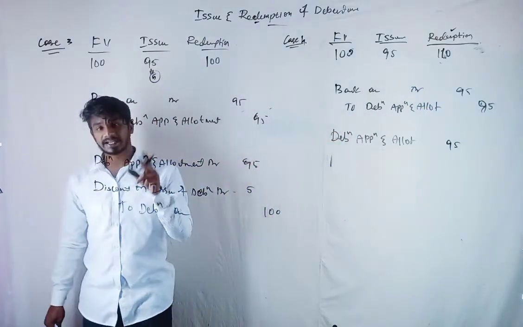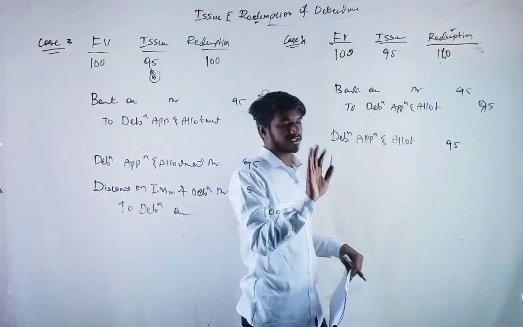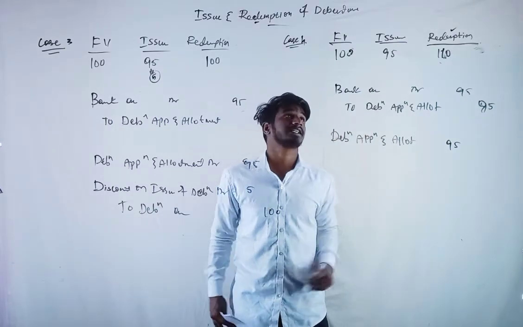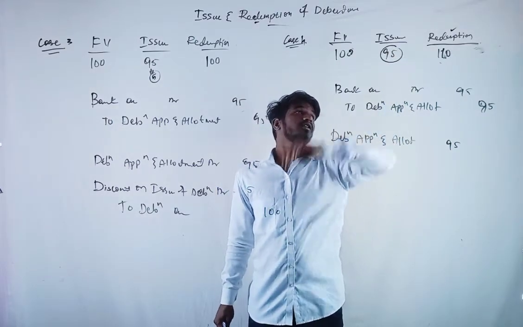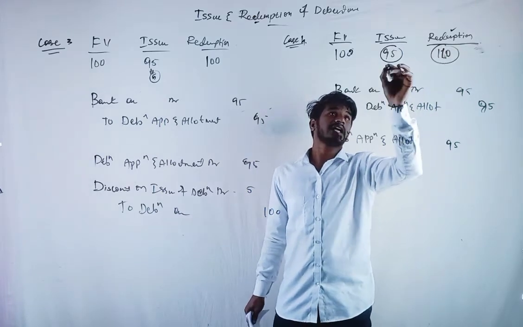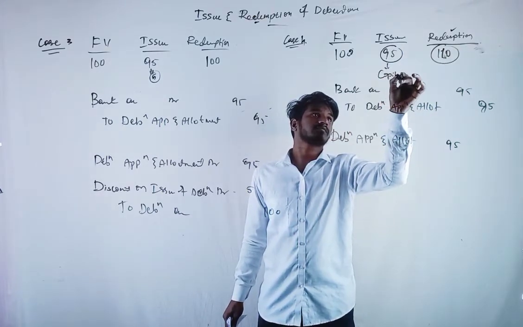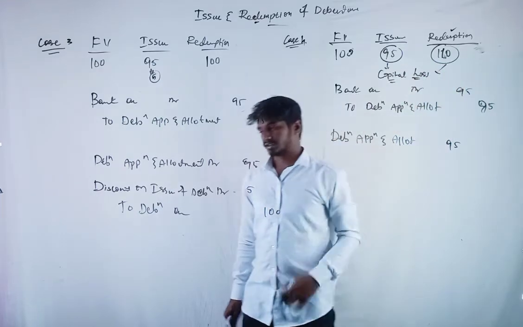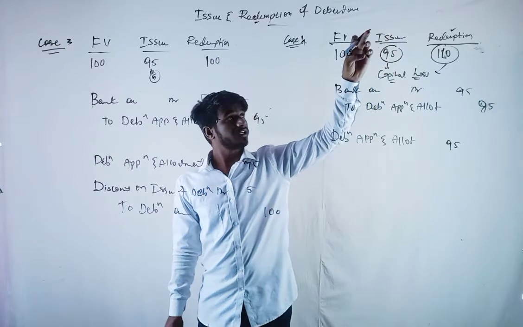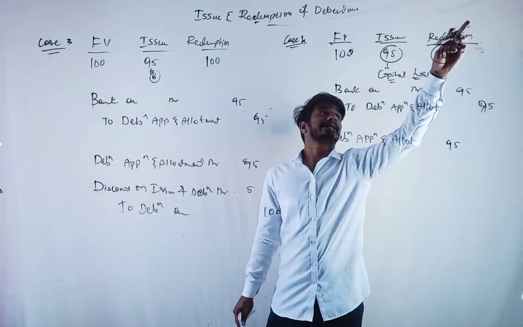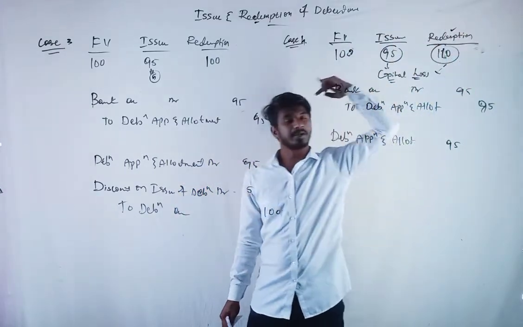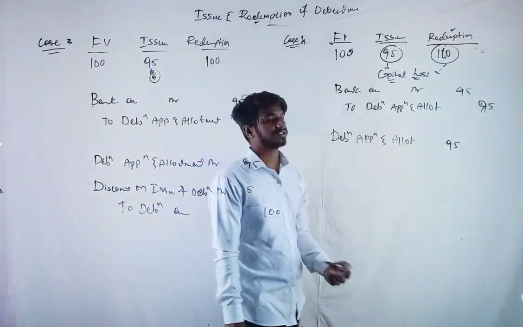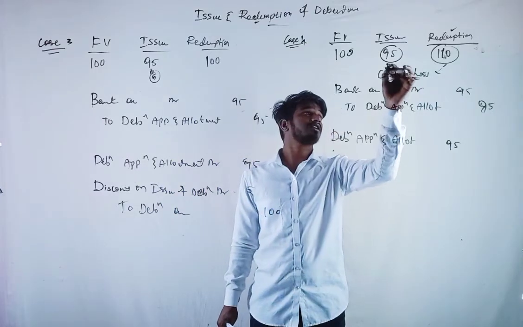In the second case we discussed that these two entries will get merged in this case. Why? We have two capital losses, and we have issued at a discount and redeemed at premium. In this case, both entries will get merged. So, total we have loss 15, right?